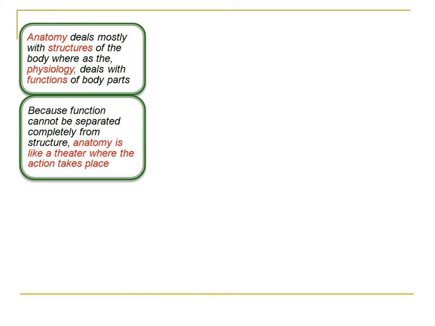So anatomy deals mostly with the structures of the human body, whereas a similar science, physiology, deals with the function of the body part. Since the function cannot be separated from the structure, they go parallelly. So I can say that anatomy is like a theater where the action takes place.